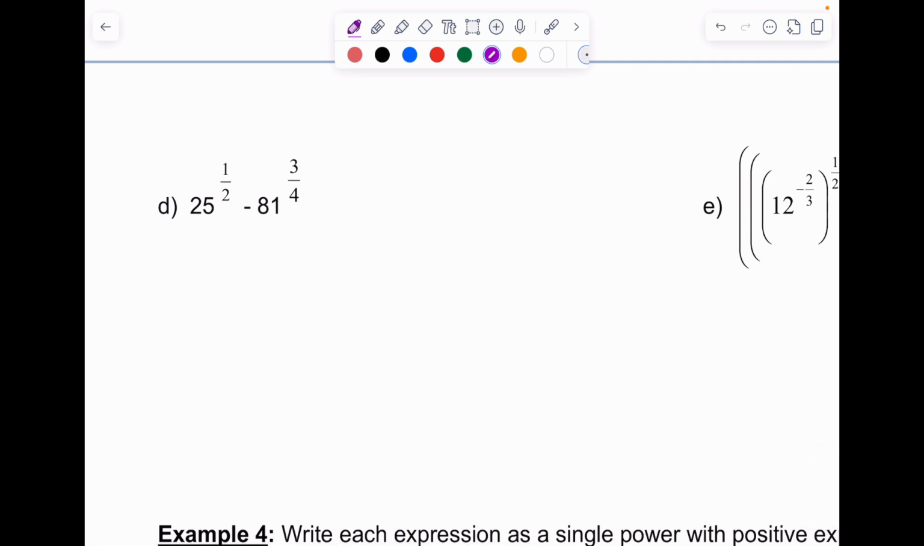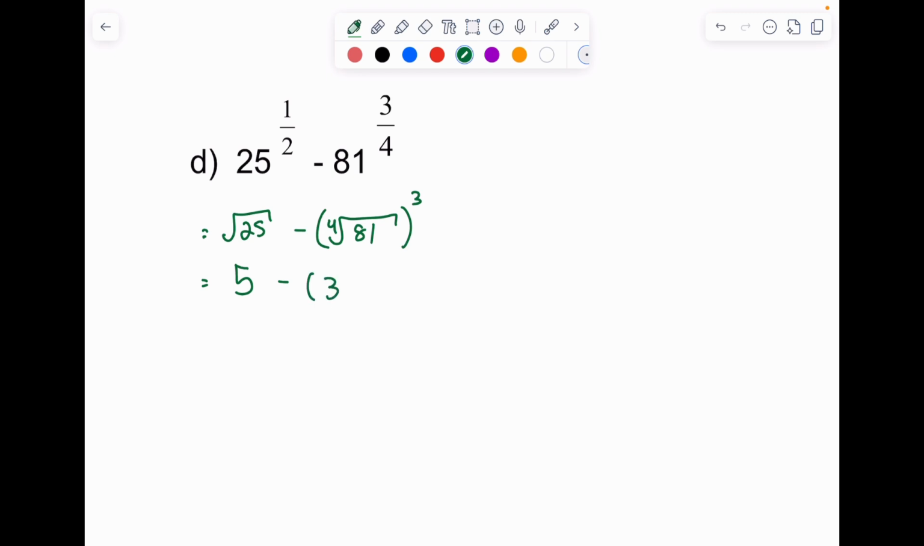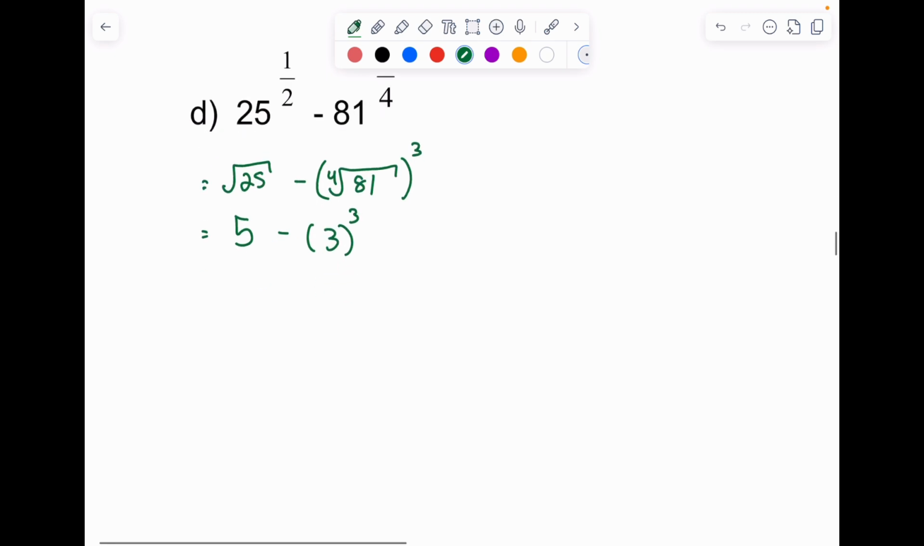25 to the 1/2 minus 81 to the 3/4. Okay, so rewriting this, simplifying it. Well, 25 to the 1/2, essentially, that's like me taking the square root of 25, and then I am taking the fourth root of 81 and putting this one to the 3. So square root of 25, that's 5. What 4 numbers multiply to give me 81? That's 3. And then I put that to the third. So then I get 5 minus, well, 3 to the 3 is 27, or negative 22.